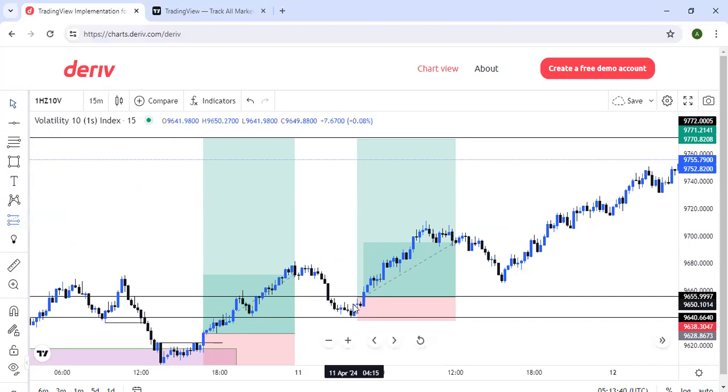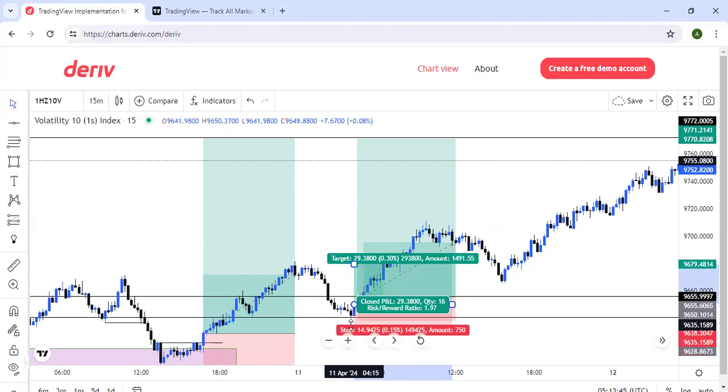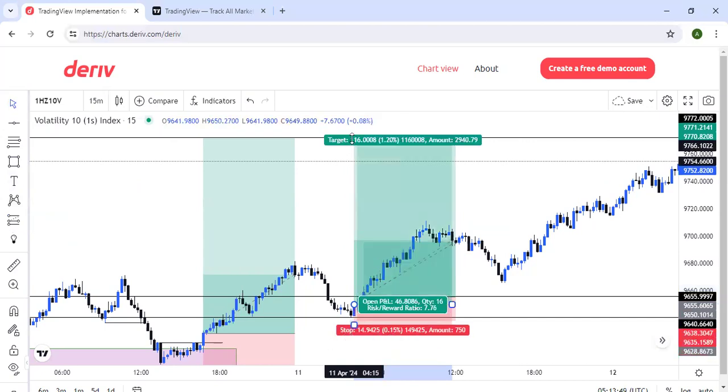So I would have entered it. My stop loss would be a little below here. So I would have had another entry here. So this is like 2 entries, and this one is about 1 to 8. We continue, we proceed like that.